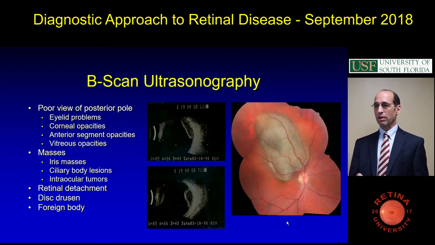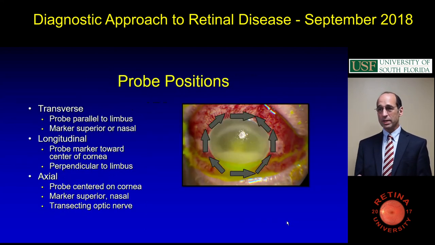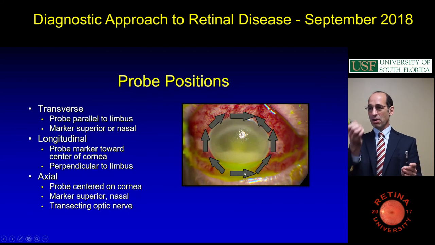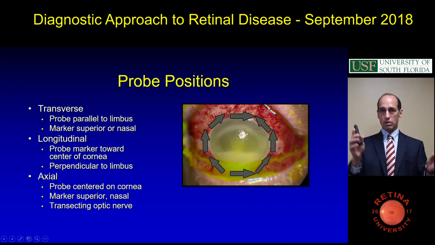This is a patient with a melanoma I saw years ago. You can see the melanoma, and you can measure the size and all that. And then the probe positions. To my knowledge, no one ever taught me this, so you need to know the probe positions. Basically, the probe's always pointing up, so that little marker always points up, unless you're horizontal, in which case you can't point up, and then you point toward the nose. So it's always up, and if you can't go up, then toward the nose. That's your probe positions.